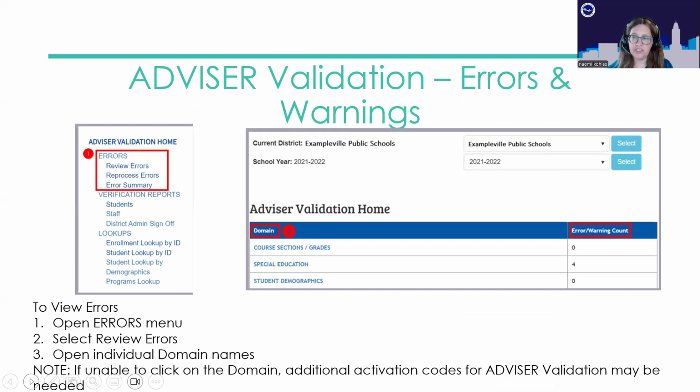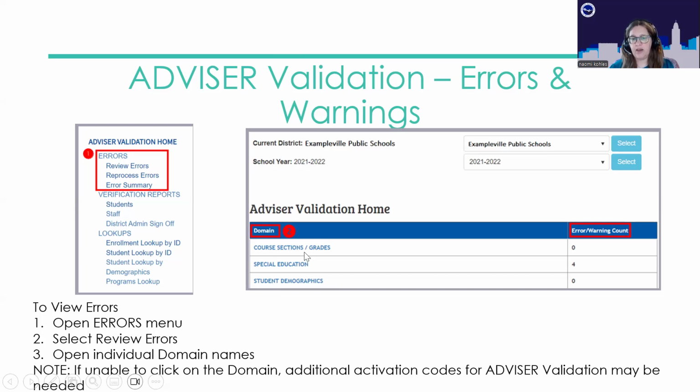So typically the way most districts handle submitting their data through Advisor validation is they send everything from the SIS, then they come to Advisor validation and check their errors and warnings because they want to make sure they fix all that before they start looking at the reports. To view your errors, the home page will display them right away. But if you're on a different screen, you can always go to that menu, select errors, and then click on review errors, and it'll display your errors specific to the data domain.